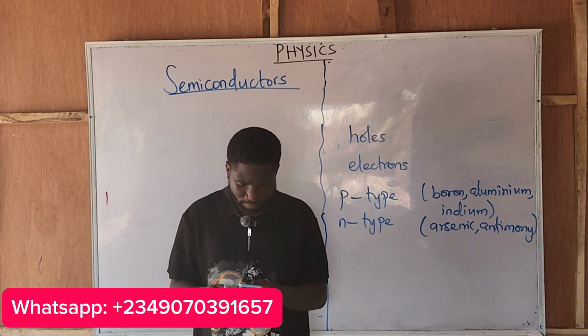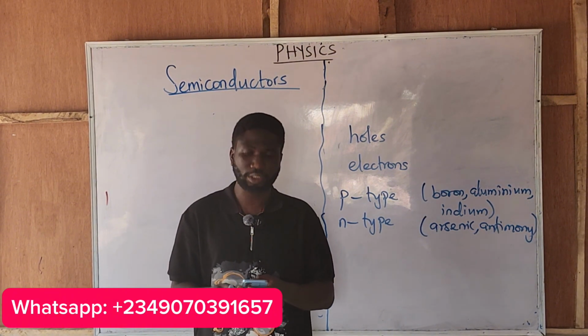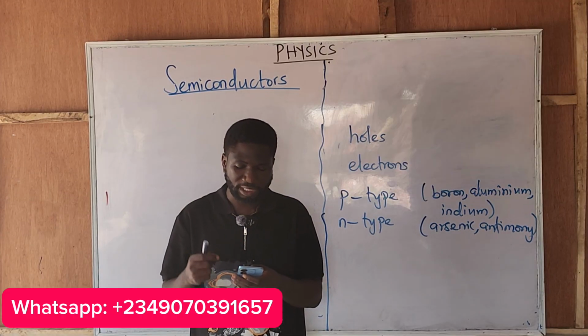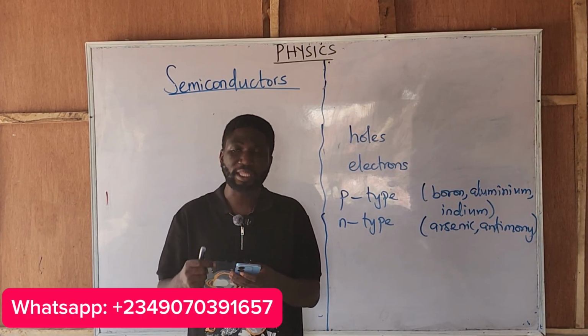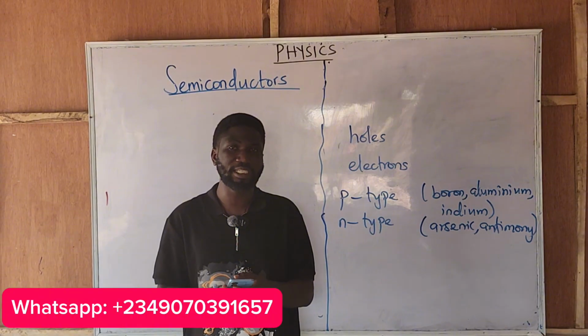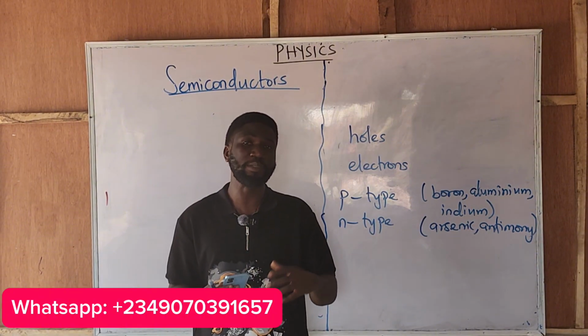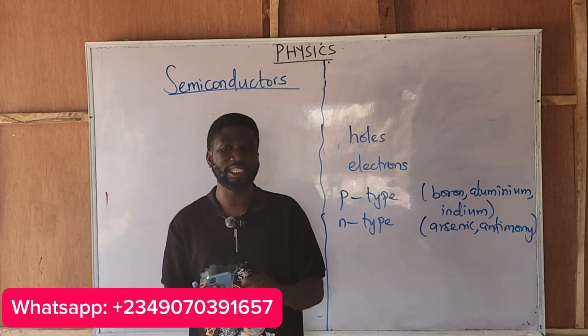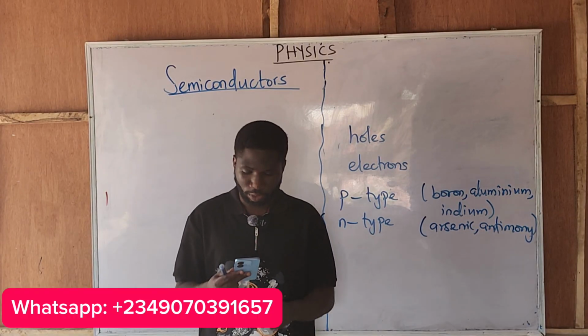All right. So the next question says, which of the following are used to dope a pure semiconductor to get a p-type semiconductor? Like I said, we have to add an impurity which is a trivalent atom or a trivalent element into the silicon or the germanium.